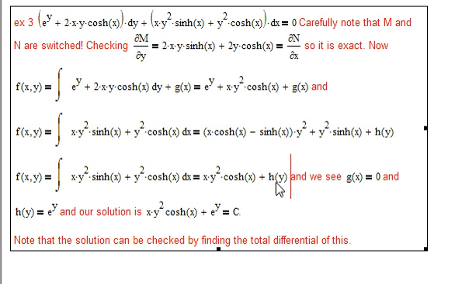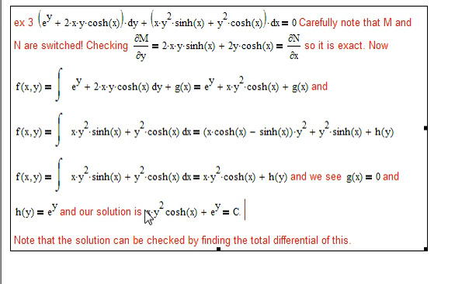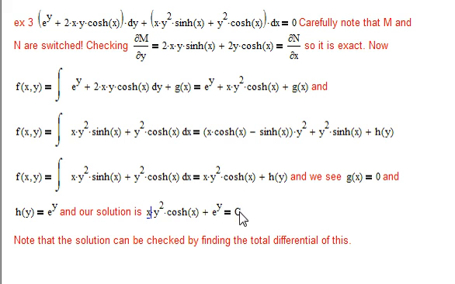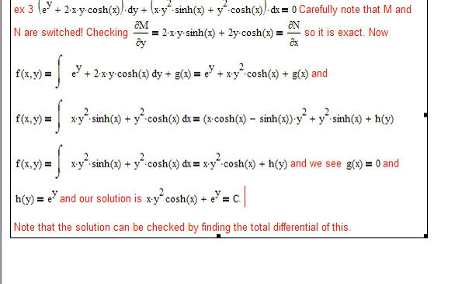So it's going to be that plus some function h of y, g of x would be 0, and h of y is the e to the y that we didn't have. So our solution is just x y squared cosh of x plus e to the y equals c. That is, of course, I don't even want to try to do it explicitly, but that's the implicit solution to this differential equation. Now, good question would be, well, can you check that?